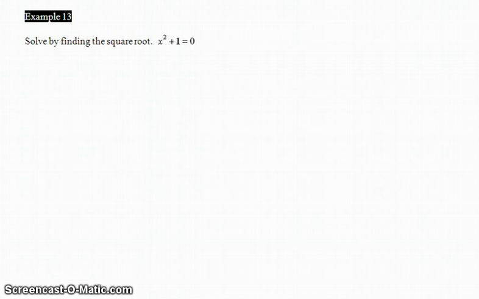All right, solve by finding the square root of x squared plus 1 equals 0. First step you should have done is subtract 1 from both sides, so x squared equals negative 1. Take the square root of both sides, x equals the square root of negative 1, so x equals i. So our solution is plus or minus i.